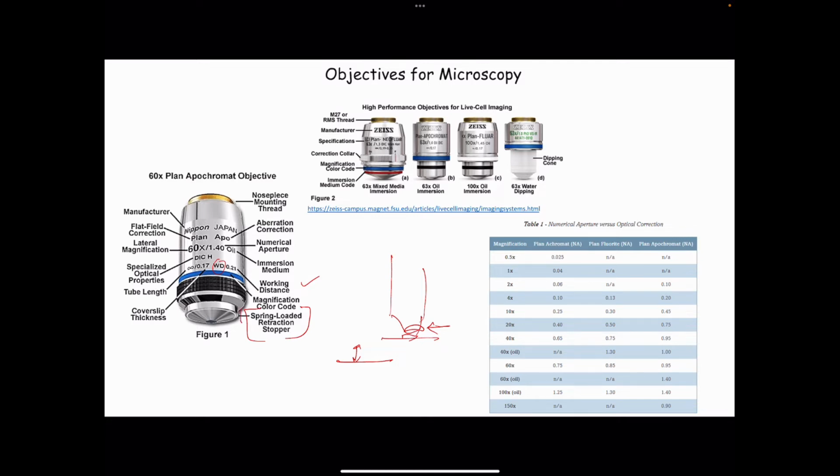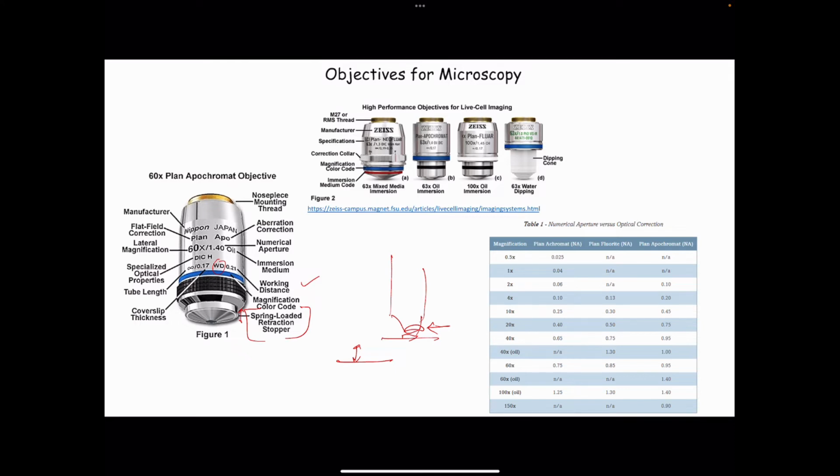This part basically has a spring loaded there, and if you go and reach beyond the working distance, this part is going to, within certain limits, go inside, and it's a type of warning for you to go back, because you should never do that, because it's going to harm your objective big time and it's going to cost you a lot of money.